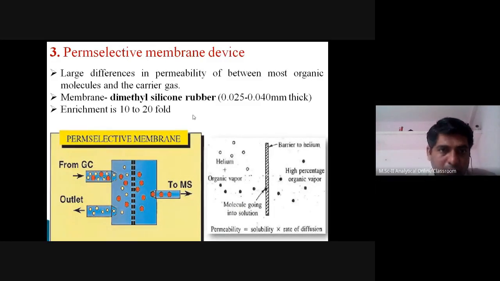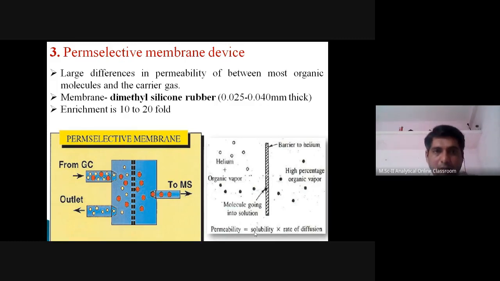There is one word you have to remember at this point. It is called permeability. So what is meant by permeability? Let's see. Here the definition is given. Permeability is nothing but solubility into rate of diffusion. So solubility into rate of diffusion is called permeability.